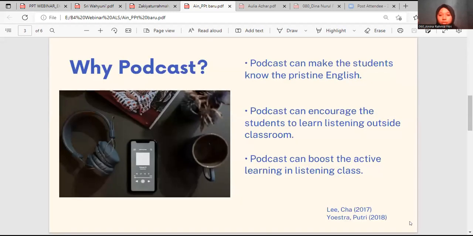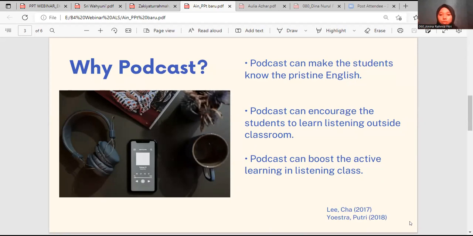Moving to the next material, about why podcasts are a medium to improve listening skill. According to Ustra and Putri in 2018, podcasts can make students know present English. It means students can improve their English through listening to podcasts, and students can also listen to material every day with authentic conversation.